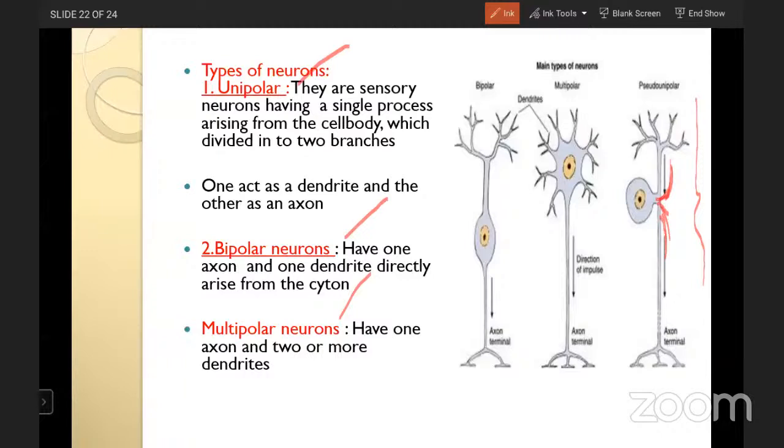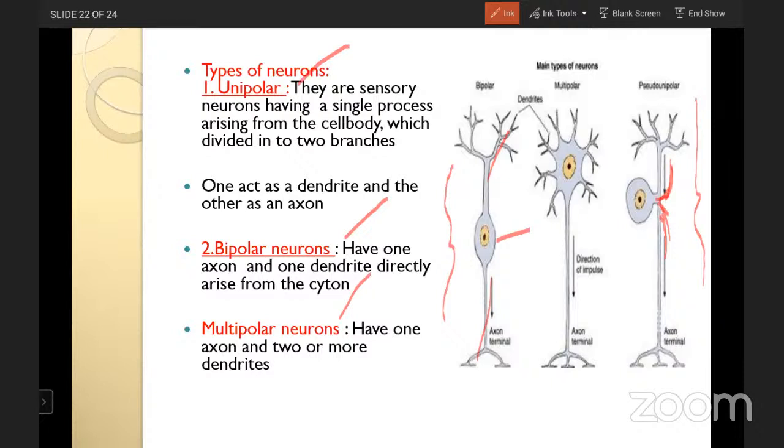Now coming to the bipolar. So this is the bipolar. In bipolar, one axon and one dendrite directly arise from the cyton. From the cyton itself, one is the dendrite portion, one is the axon portion. Bi means two. One is the dendrite portion and another one is the axon portion. So this is about the bipolar neuron.